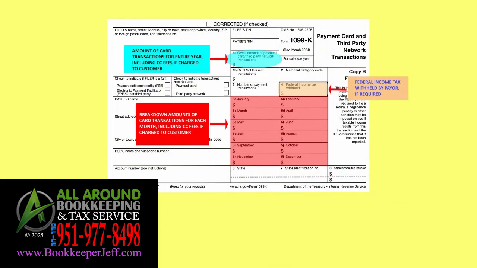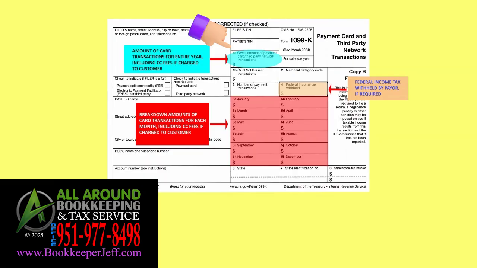So let's look and see what a 1099-K looks like in case you have never seen one before. The boxes that you need to be concerned with are box 1A, which is the total amount of the transactions for the entire year, including credit card fees if charged to the customer. So let's say your payment processor processes MasterCard, Visa, Discover. They'll all be included together from the one payment processor. They will not be broken down.